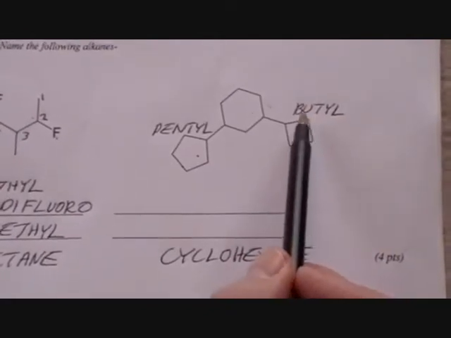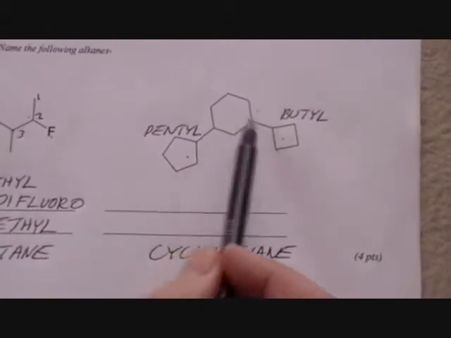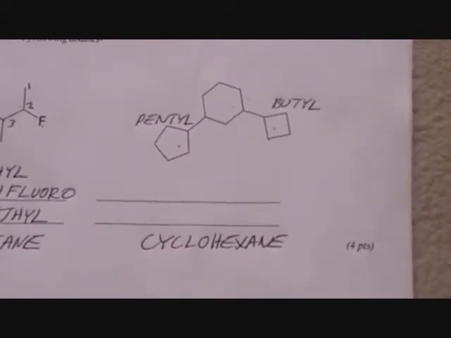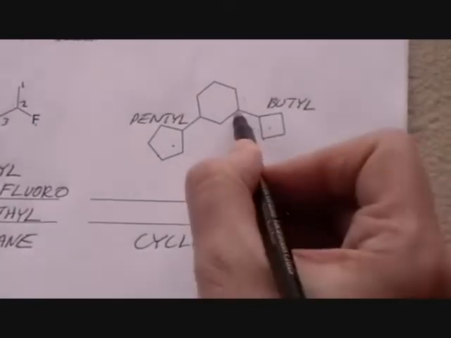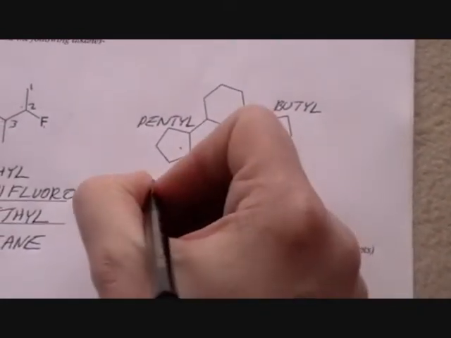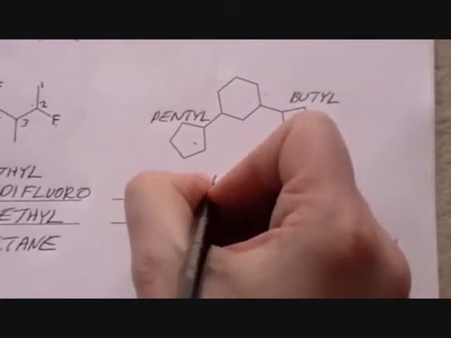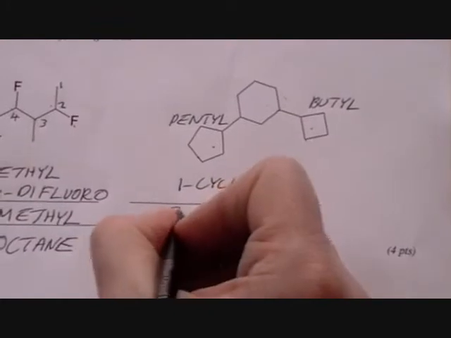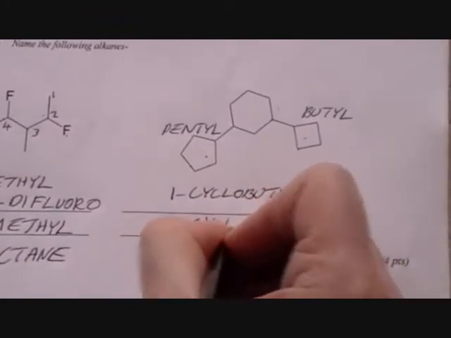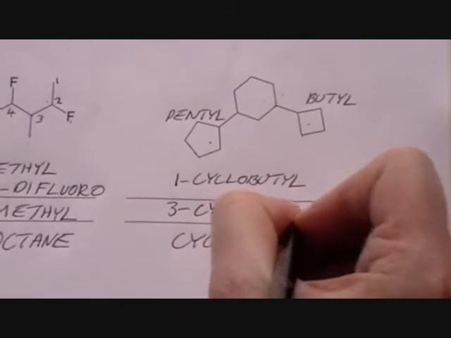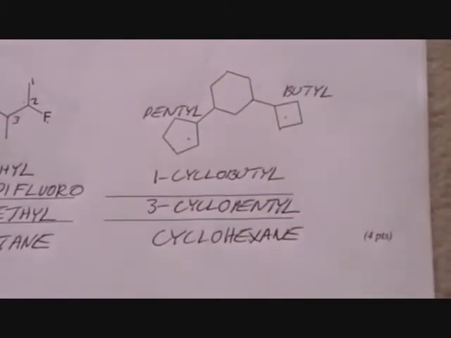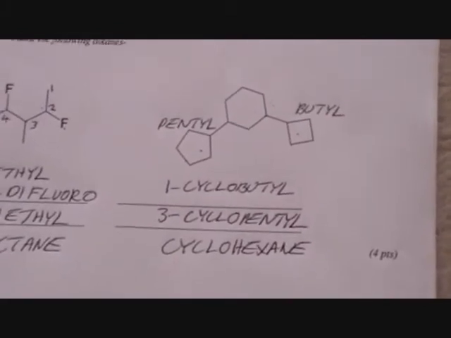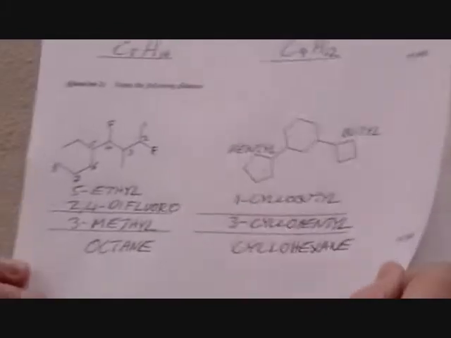We go by the alphabetical ordering of the 2 branches, with the 1 and 3 positions being the same either way round. So we're going to number the first carbon from this point here, which gives us 1 cyclobutyl, 3 cyclopentyl, cyclohexane. 1 cyclobutyl, 3 cyclopentyl, cyclohexane. Just rolls off the tongue.